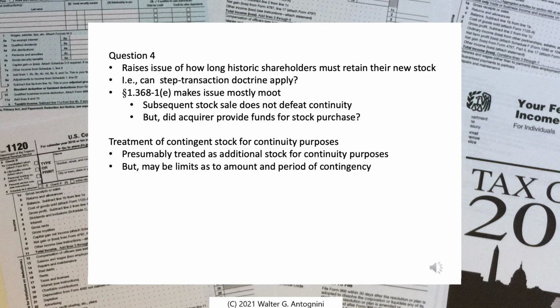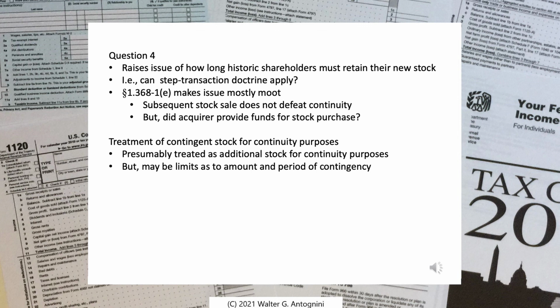Question 4 has facts that are rather long. I'm not going to read them. I will leave that to your own devices. I would also note that, for reasons I will discuss, it's really not critical that there are differences between the various alternatives to question 4, 4A, 4B, 4C, 1 little i, 2 little i, etc. What is the issue in question 4? Well, the issue being raised is how long must the target historic shareholders own their acquirer stock?